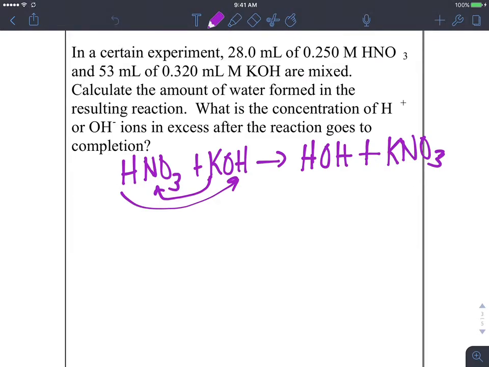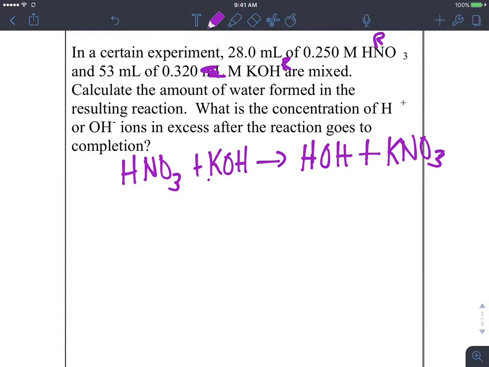You'll see that I kind of got us started here already by writing out the equation. How did I get that? It says, in a certain experiment, 28 milliliters of 0.25 molar HNO3 and 53 milliliters of 0.32 molar KOH are mixed. So that gives us our reactants, HNO3 and KOH, both reactants. It says calculate the amount of water formed, so that tells us that's a product, and then we can predict the other product just like we did when we were doing the precipitation reactions.